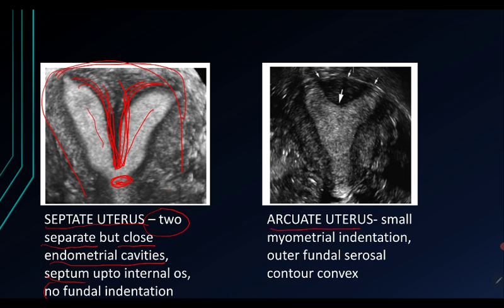Here in the arcuate uterus, there is a small indentation. This is the indentation you can see, but the outer fundal serosa is convex.